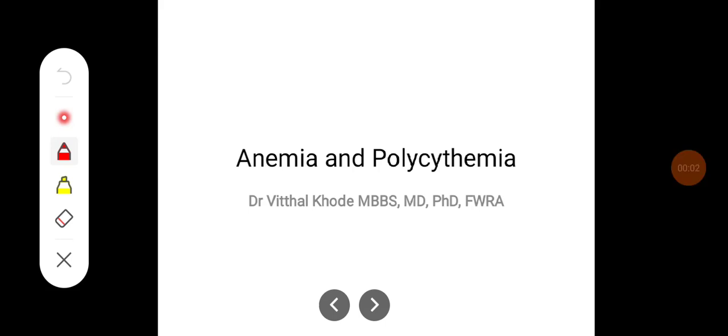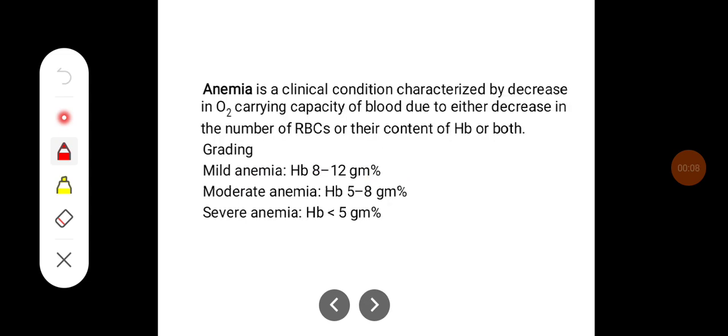Hello everyone. In this class, we'll discuss anemia and polycythemia. Anemia is a clinical condition characterized by decrease in oxygen carrying capacity of blood due to either decrease in the number of RBCs or their content of Hb or both.